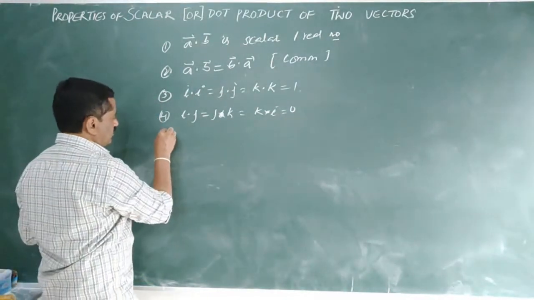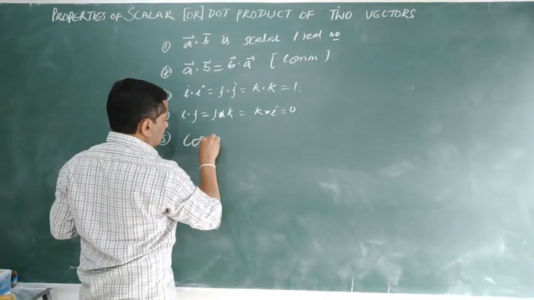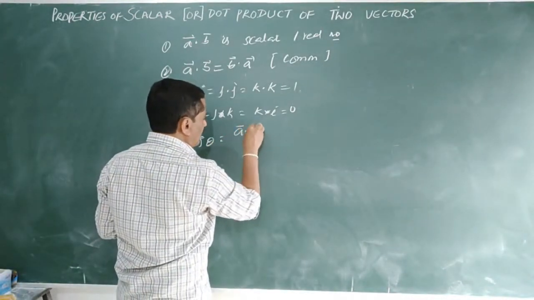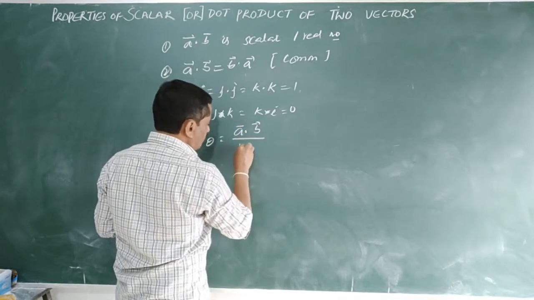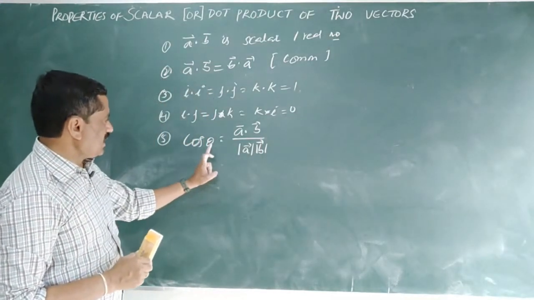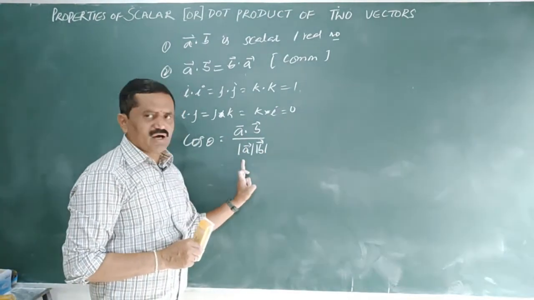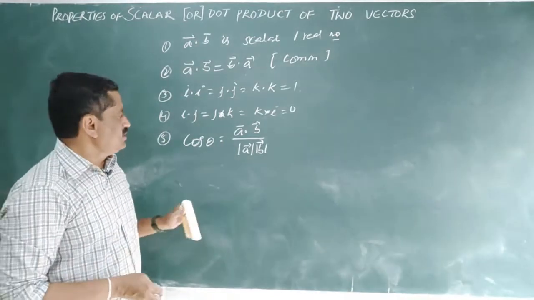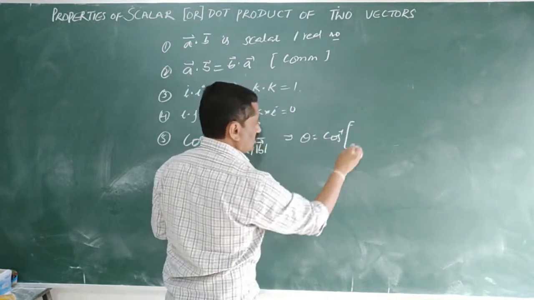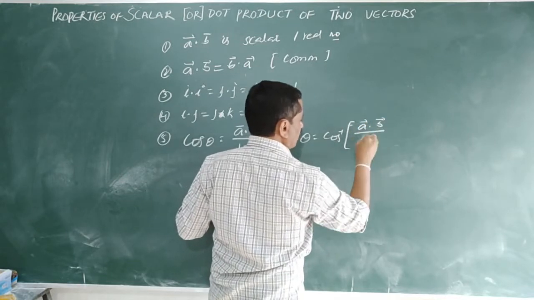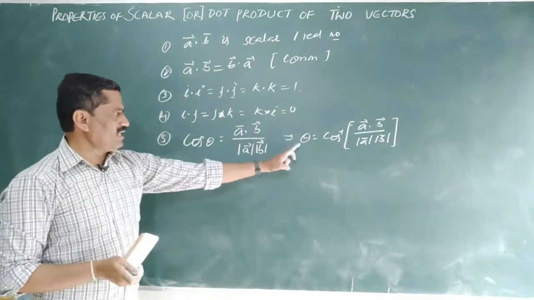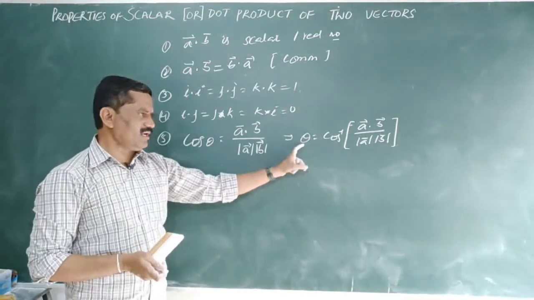Next, we have the fifth one, cosine of angle. Cos theta is equal to A bar dot B bar divided by magnitude of A bar into magnitude of B bar. So then what is theta? That implies theta is equal to cos inverse of A bar dot B bar divided by magnitude of A bar into magnitude of B bar. So this is the angle between A bar and B bar.